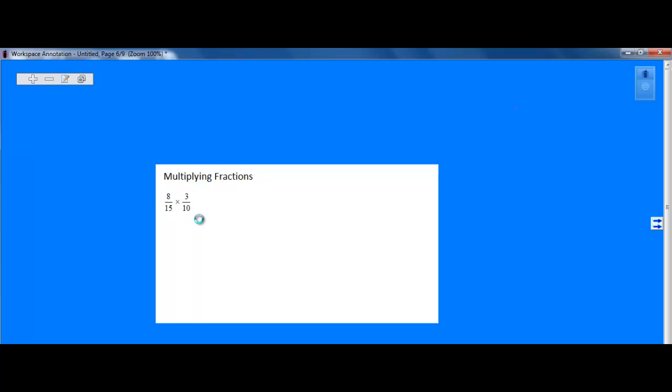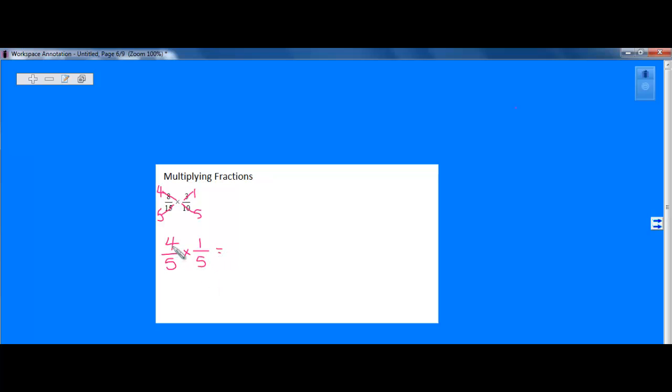Okay, so between 8 and 10, I know that 2 goes into both of them evenly. I will cross out 8. 2 goes into 8 4 times, and 2 goes into 10 5 times. I'll do the same thing with 3 and 15. 3 goes into 3 once, and 3 goes into 15 5 times. Just to make it clear, I'm going to rewrite my fraction as 4/5 times 1/5 after I've simplified.